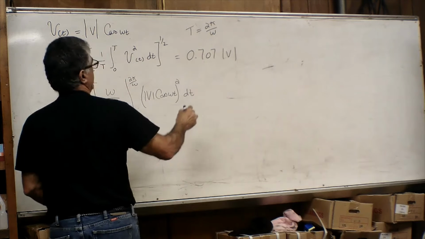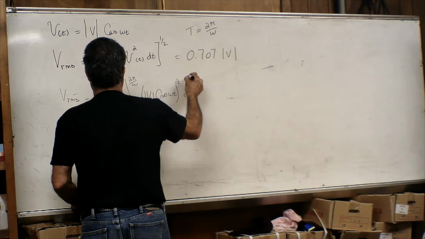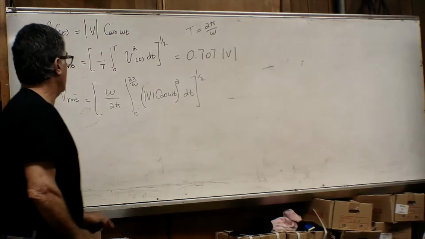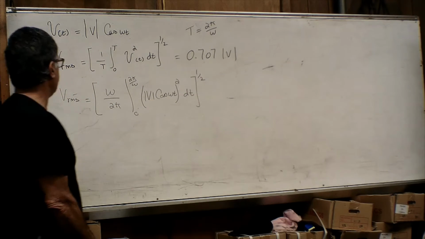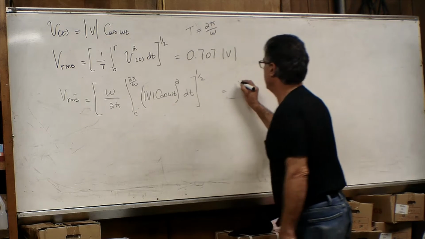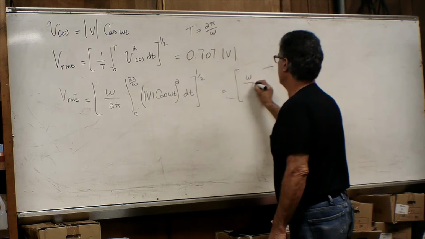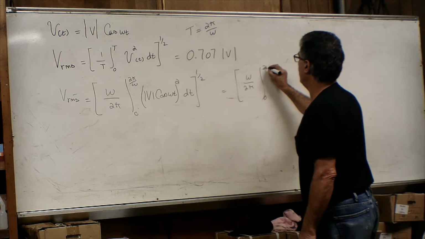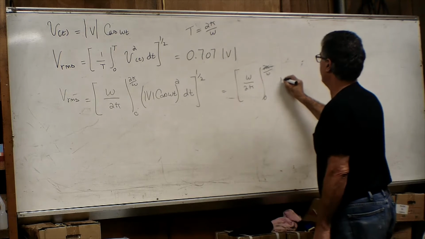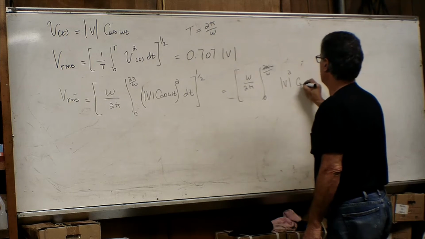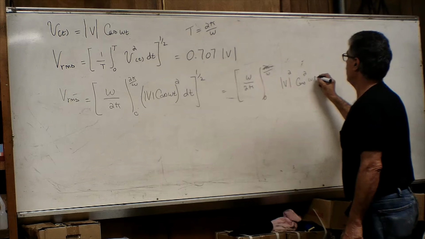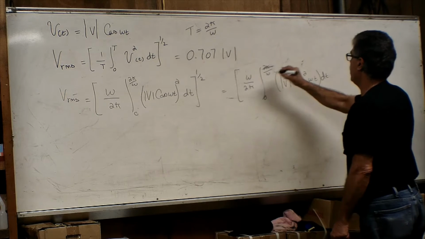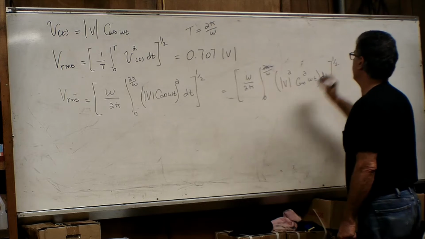dt, the whole thing to the power 1/2. Now let's go ahead and simplify this. We can write this as omega divided by 2 pi, integration from 0 to 2 pi over omega of v squared and cosine squared of omega t dt, and the whole thing to the power of 1/2.